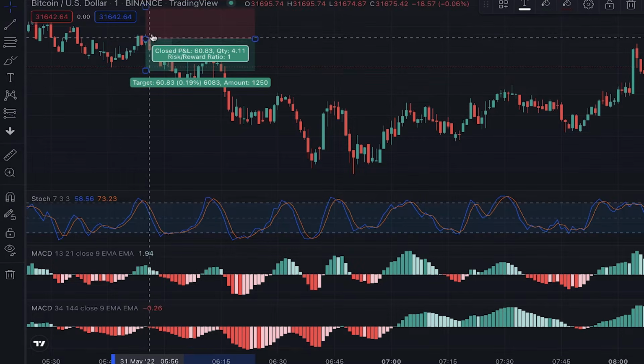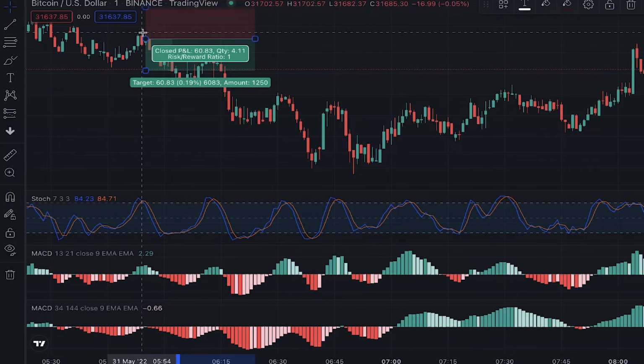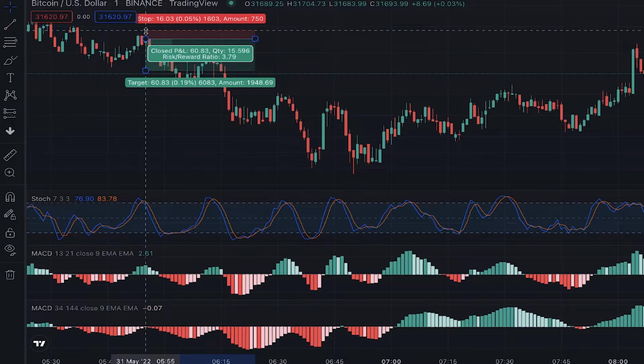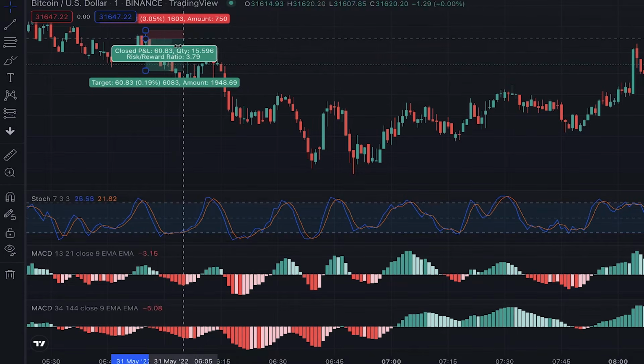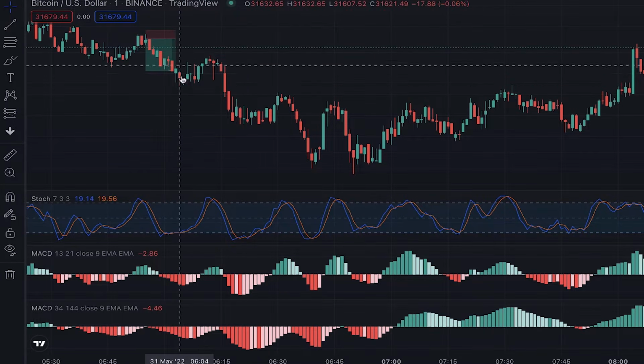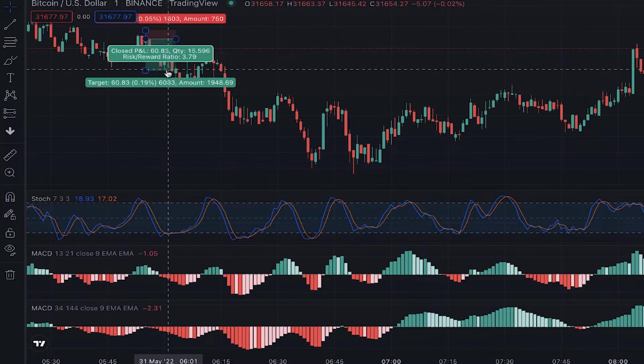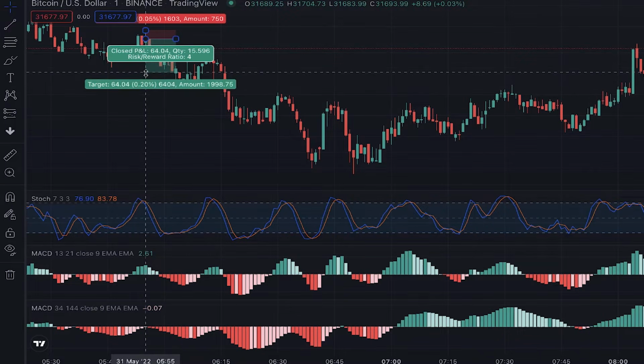The stop loss for this trade should be placed above the highest high here at this point, so we set our stop loss here. And for the profit target, we take our profit when on this MACD we get 2 consecutive bars with light red color. So we take our profit here at this point. We set our profit target at this point.